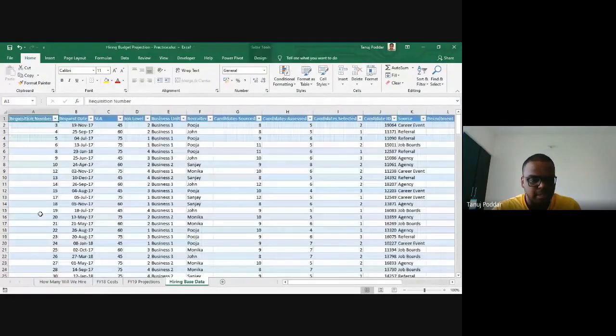So that is what I've included here in the last sheet, which is called hiring base data. There are quite a few different fields out here, which basically talk about the hiring that has happened. I'll give you a very brief snapshot of what is captured here.